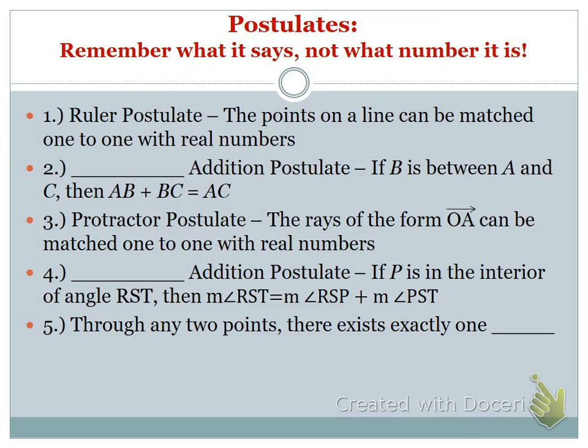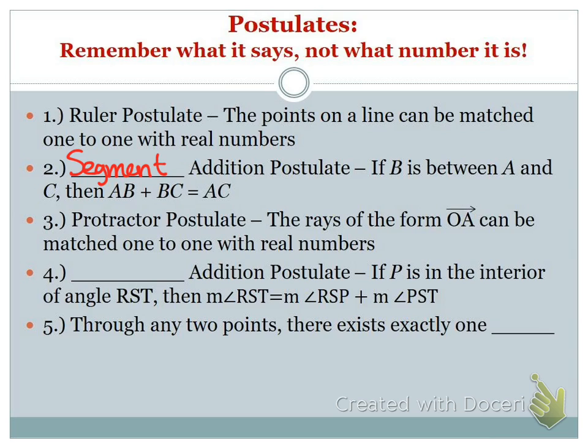The ruler postulate states that the points on a line can be matched 1-to-1 with real numbers. That's something you've been dealing with in Algebra 1, possibly before. A number line is basically all that is. Segment addition. The segment addition postulate states that if B is between A and C, then AB plus BC equals AC. We've dealt with that before. You add two small segments together to get the big segment.